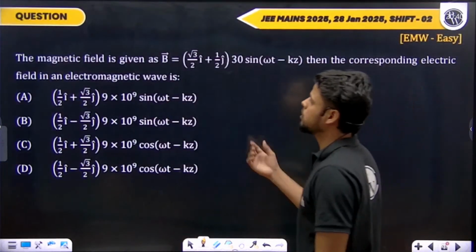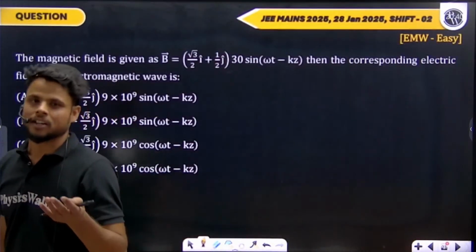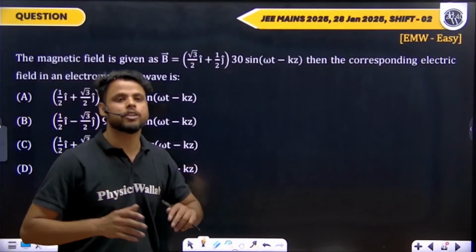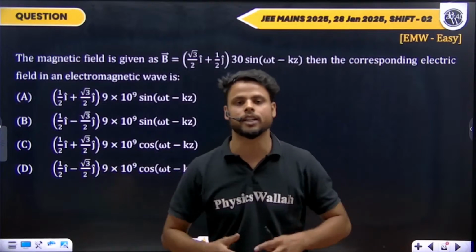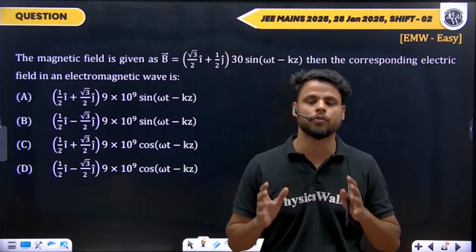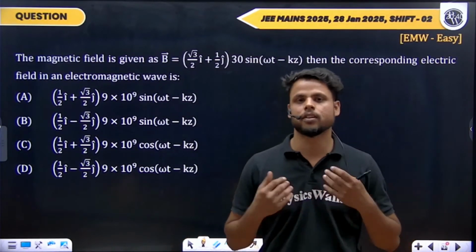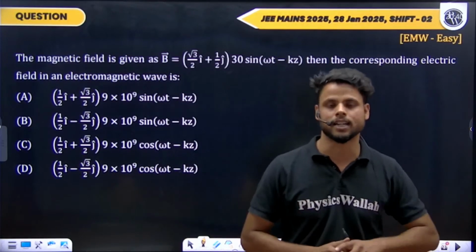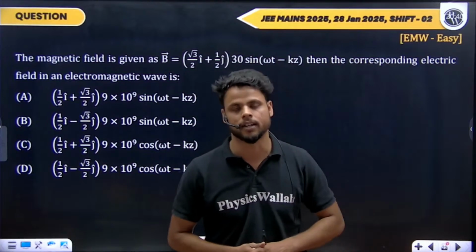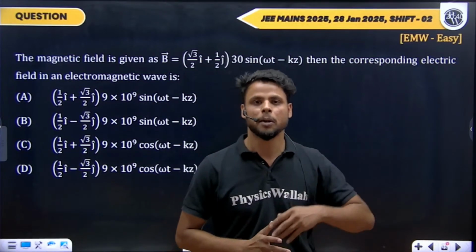So in physics, if I say what was the difficulty of the paper and how was the trend of the paper, as we know that till now in JEE Mains examination after COVID, the difficulty of the physics paper is not as much as earlier, in comparison to previous, or you can say pre-COVID.